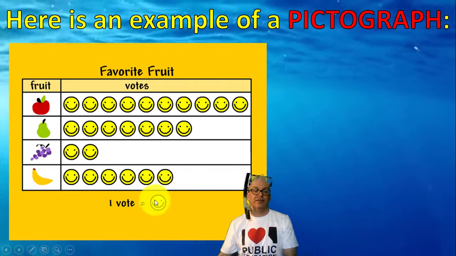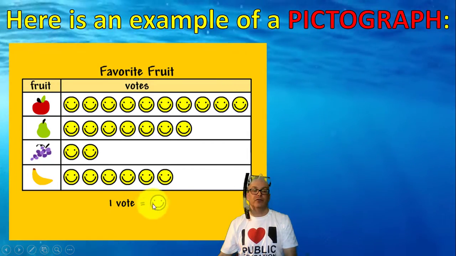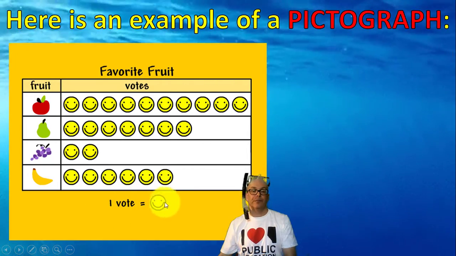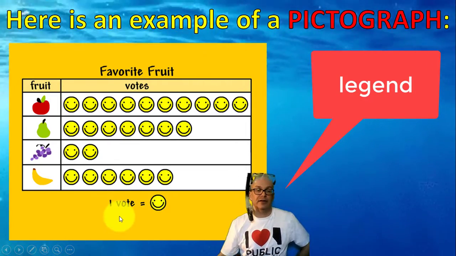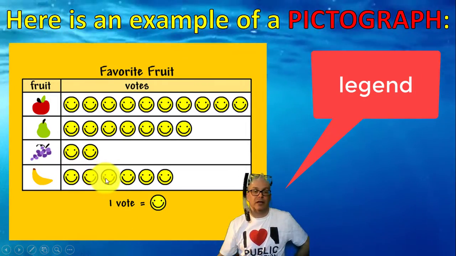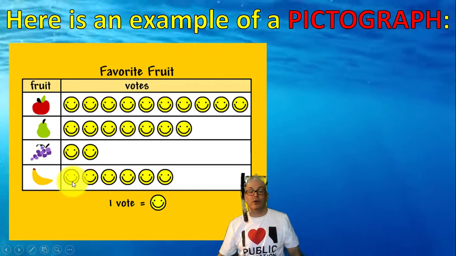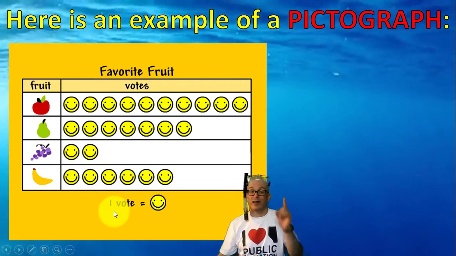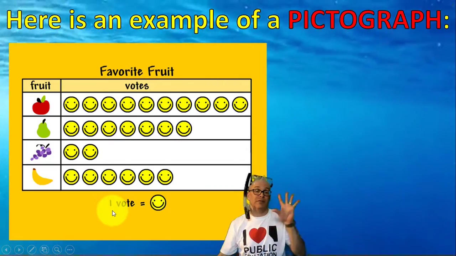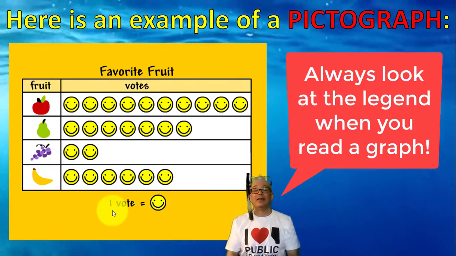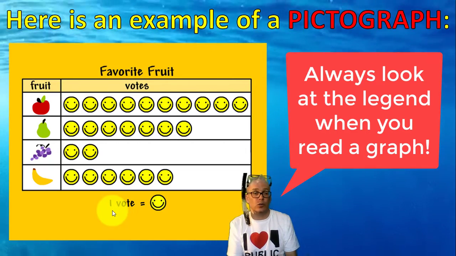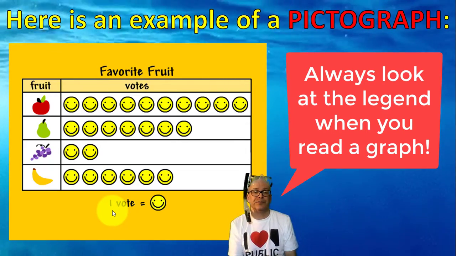1 smiley face equals 1 vote. What's this called? This is called a legend. It tells you what these mean. Sometimes it means 1 vote. Sometimes a legend will tell you it's not just 1. It might be 2. It might be 5. It might be 10. It might be 100. You have to look at the legend. If you don't look at the legend, you won't know what the graph is saying. Okay?